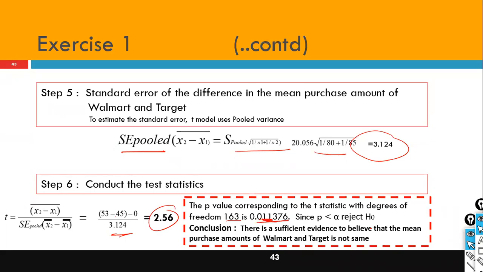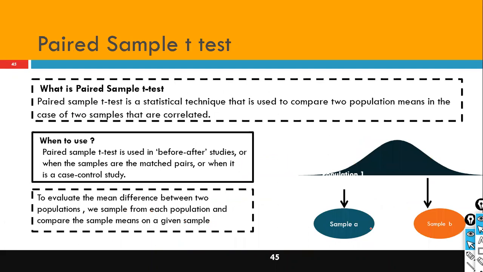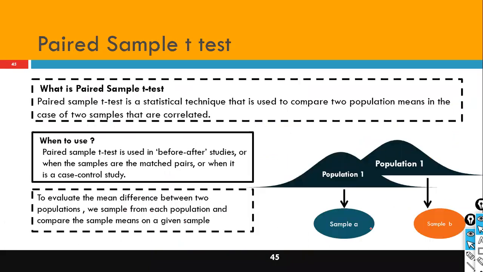We discussed the two independent sample t-test because we had drawn these samples from two different populations. Now we will take a look at the dependent sample t-test. It is also called the paired sample t-test. In this case, we are using a single sample, not multiple samples. So what is paired sample data? It is a research strategy used to compare two population means in the case of two samples that are correlated. So it's basically the before-after studies we do.